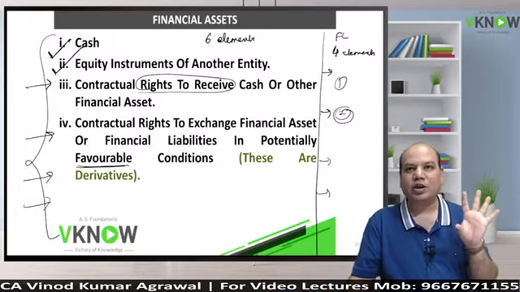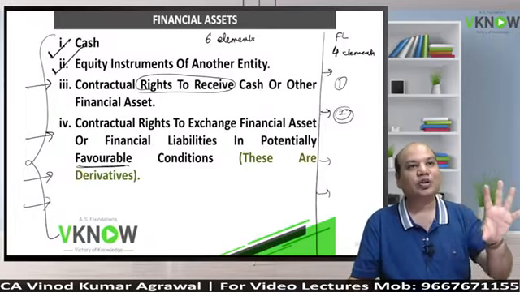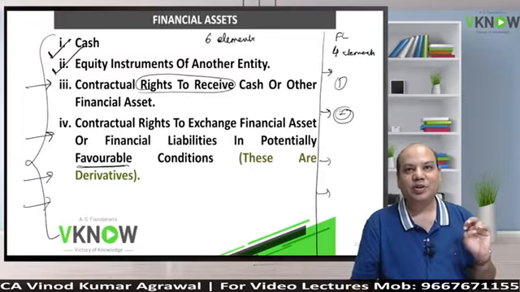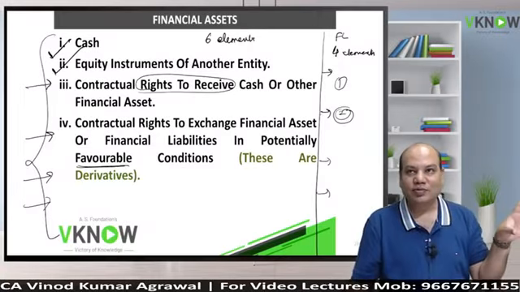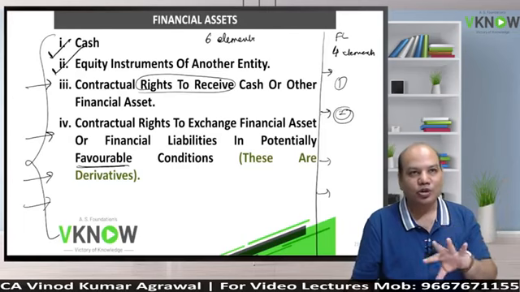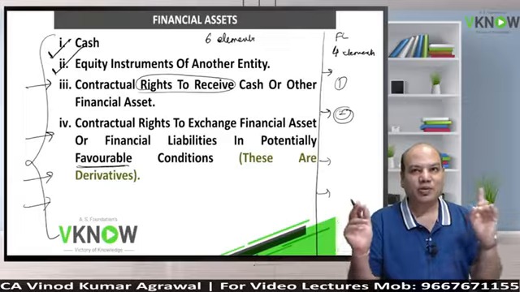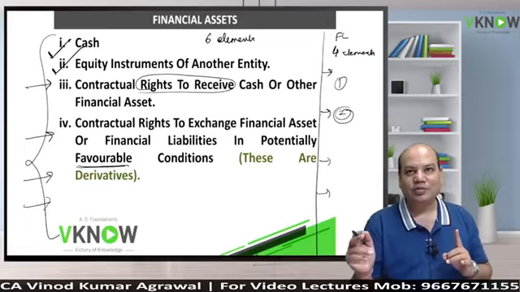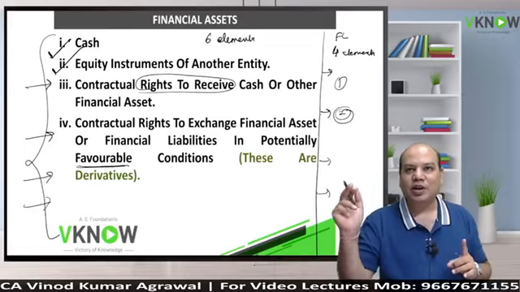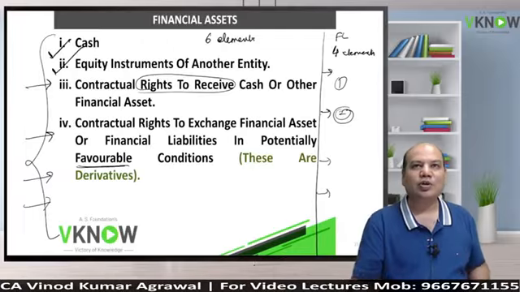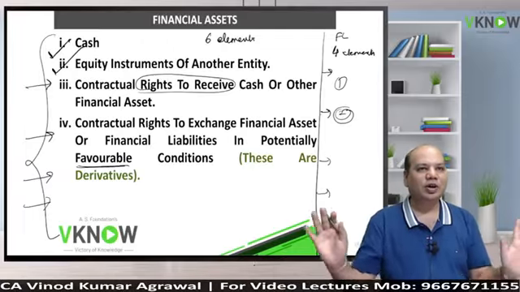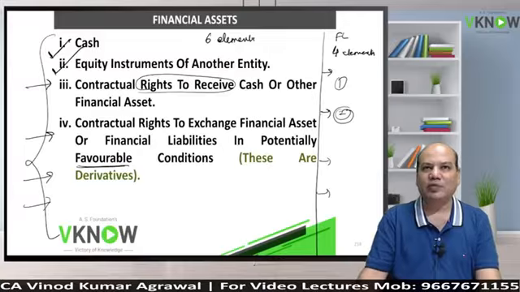All of you have studied that derivative is a zero-sum game. One party gains, one party loses, the loss is equal to the gain. Hence zero-sum game, but there is a winner and there is a loser. So the winner will call it a financial asset, the loser will call it a financial liability. That is how you will interpret derivative.